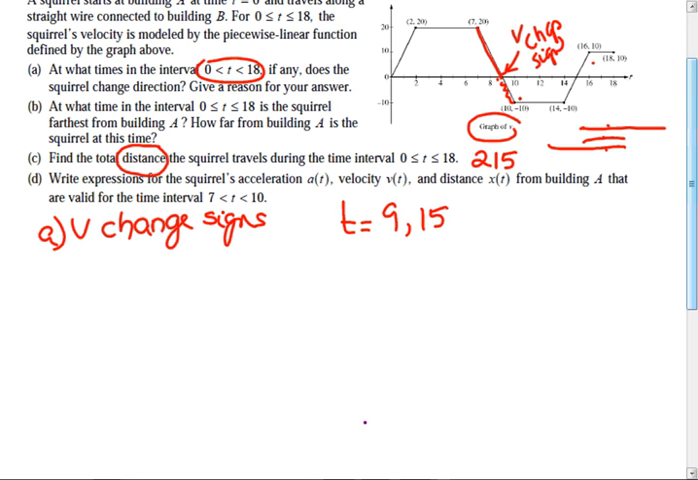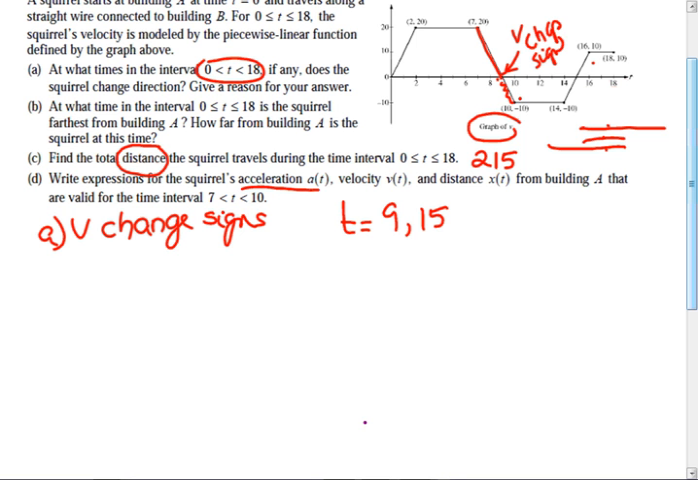If you haven't had the physics, don't worry about it. We'll do it. It's the difference in where you started and where you came back. Okay, so we really can't do C either, not yet.